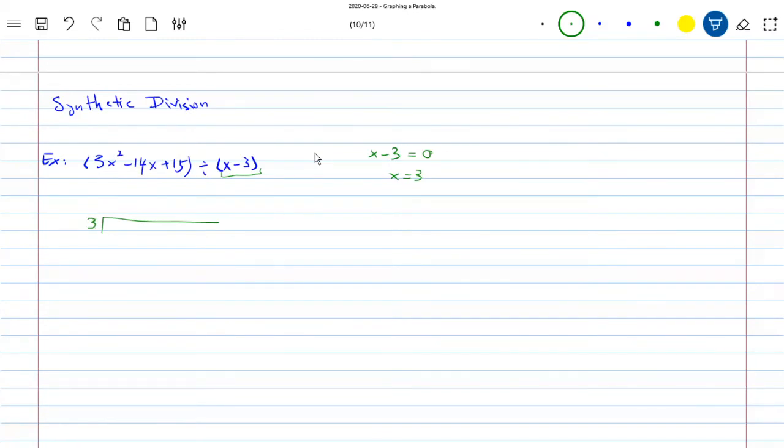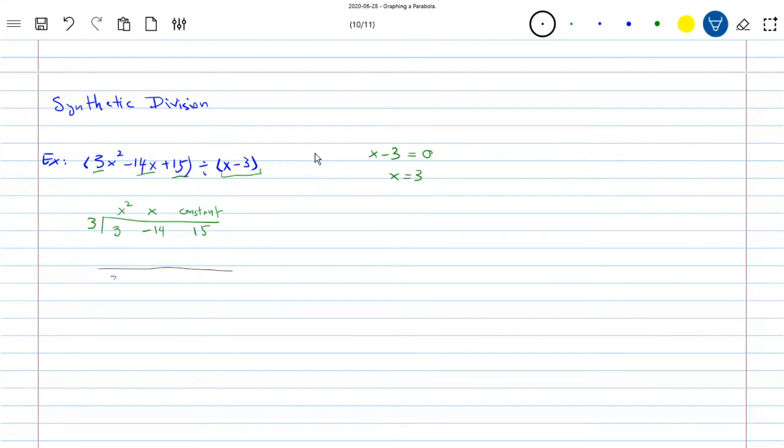that constant you find that is a 0 is going to be up here. And the coefficients of x squared, x, and constant. I'm going to write the coefficients in order. 3, negative 14, and positive 15. Okay, these are given information. So how do you do this synthetic division?